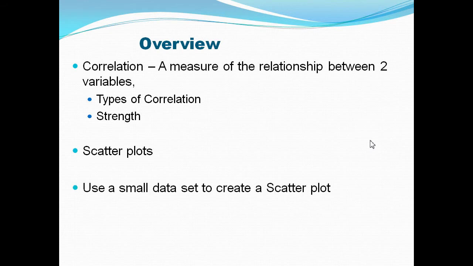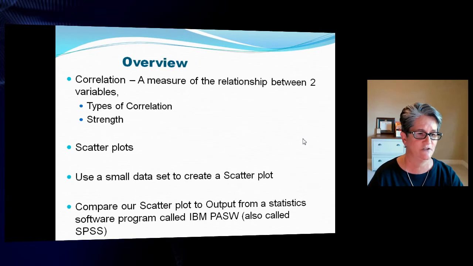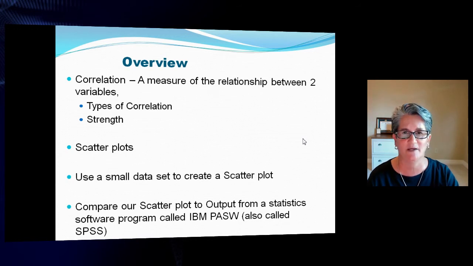Then we'll take a small data set and we'll use that to create a scatter plot. And finally, we'll compare our scatter plot to output from a statistics software program called IBM PASW, also called SPSS. Correlation is really a cornerstone to understanding business statistics. With correlation, we can gain insights into the impact of key social and business variables.